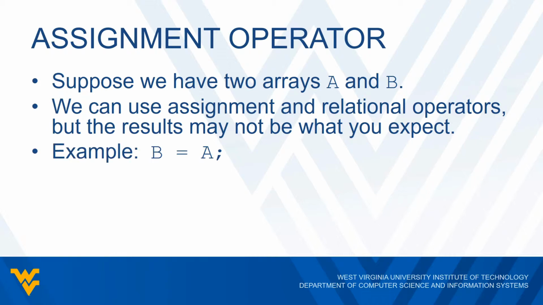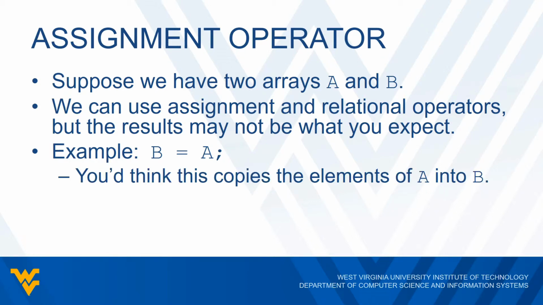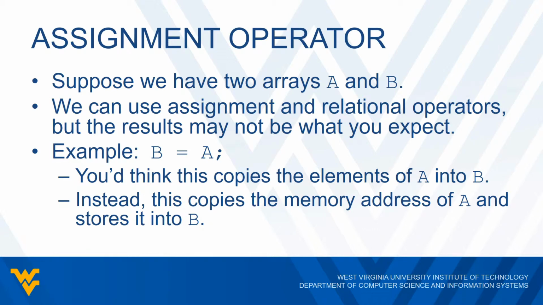So for example, let's say I have the assignment statement B equals A. You might think that this is going to take all the elements in A and copy into B. And that's not true. What's going to happen instead is we're going to copy the memory address of A and store that memory address into B. So this works just like with reference variables in general because they store memory addresses. So if I assign a reference variable to another, I'm going to take that memory address and store it into the other reference variable. So the same thing happens here. I'm not actually copying the elements of the array. Here I'm just saying have B point to array A.